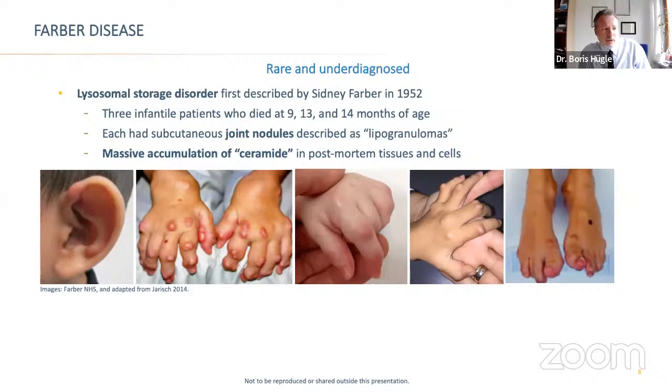If you cut them open, you can see that there is a massive accumulation of ceramide, mostly chondroitin sulfate, which leads to inflammation, and that leads to a fairly typical picture of arthritis as inflammation, but it's in the vicinity. So next slide, please.